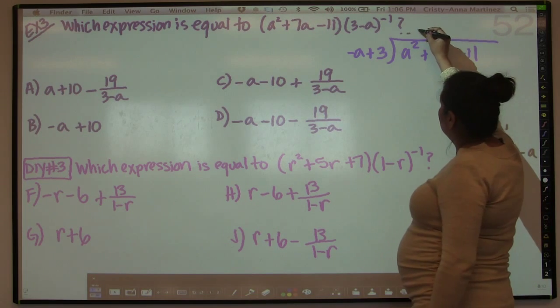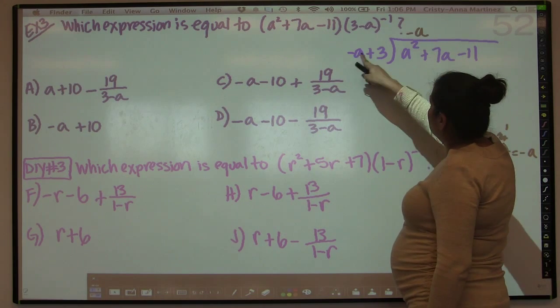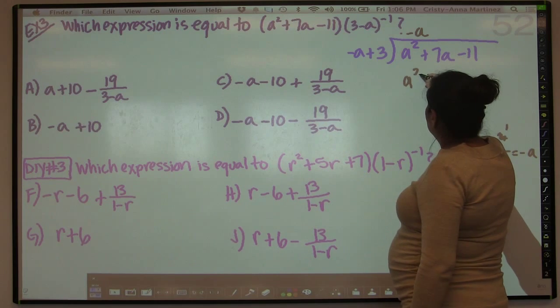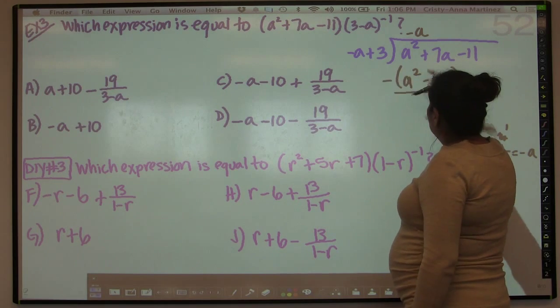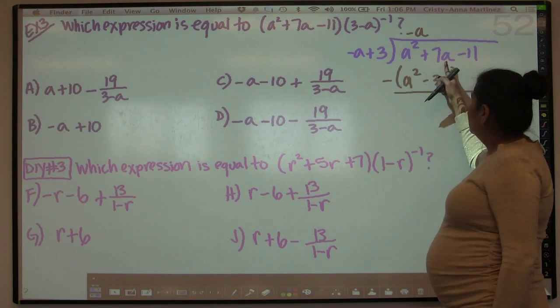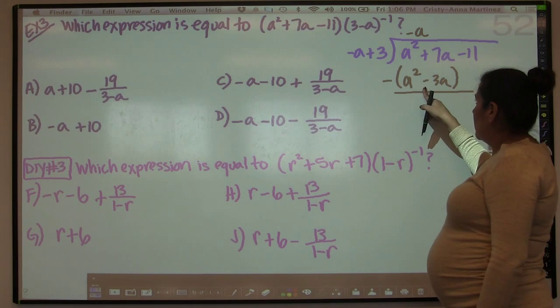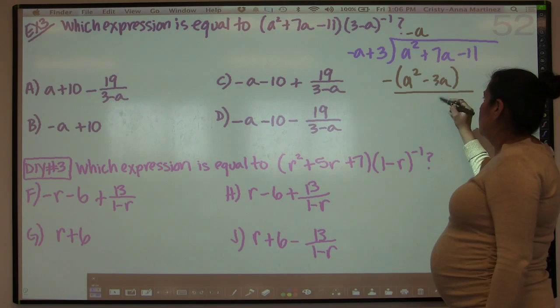So this needs to be negative a, and the negative a times negative a is positive a squared, and negative a times 3 is negative 3a. And then I subtract, and a squared minus a squared is 0. 7a minus negative 3a is 7a plus 3a, which is 10a.